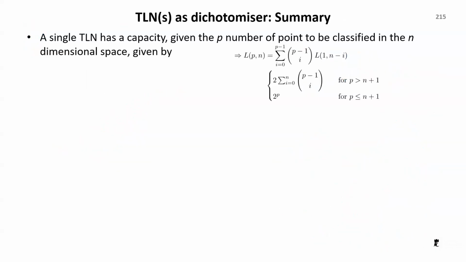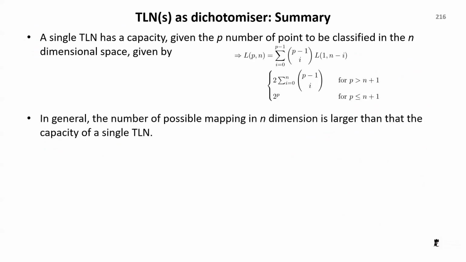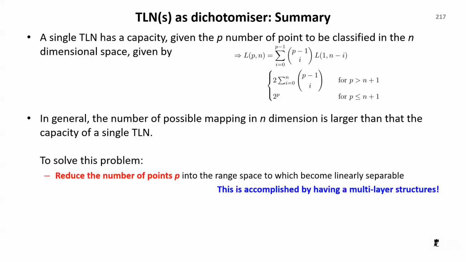Okay, now the summary. We have looked at Cover's capacity and how to calculate it. And the theorem is that the number of possible mappings in n dimensions is, in general, larger than the capacity of a neuron. So it is just the general case again. In general, most problems cannot be solved with a single neuron.